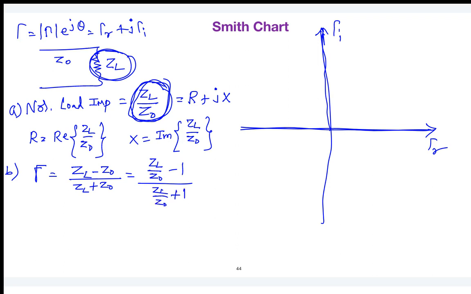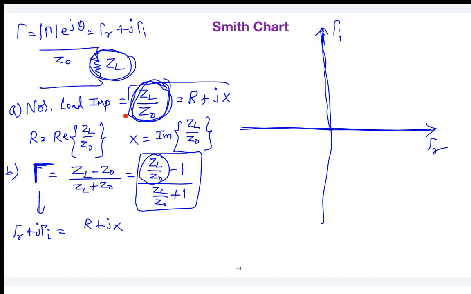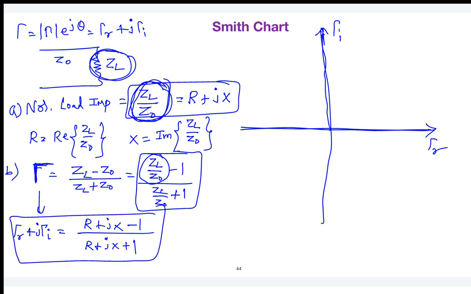Now, this reflection coefficient is also a complex quantity. So what is this complex quantity? Gamma R plus j times gamma I is equal to, with ZL by Z0 as R plus jX, as we have just seen, (R plus jX minus 1) by (R plus jX plus 1). This is your reflection coefficient, which I was able to express in terms of the normalized load impedance.